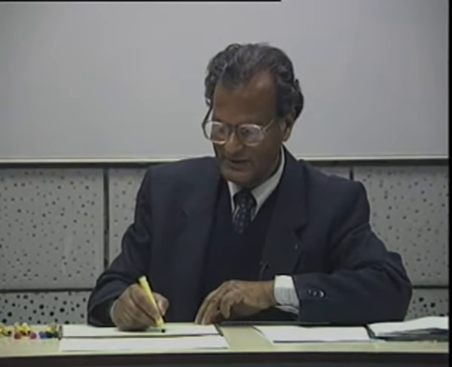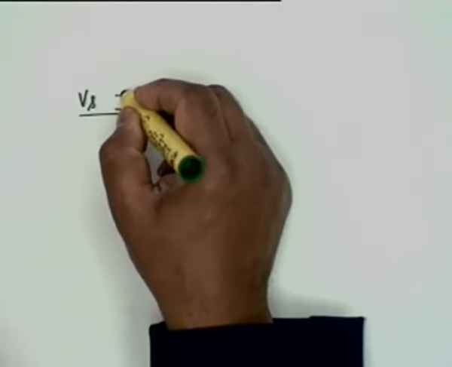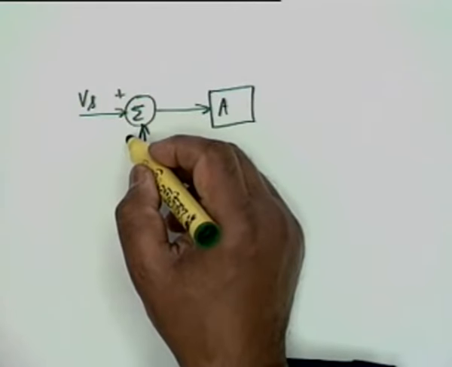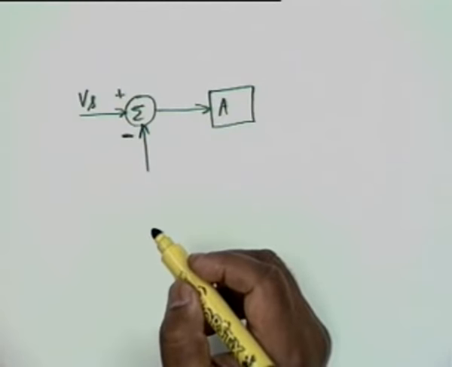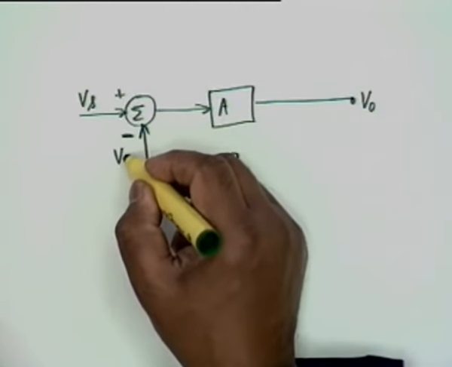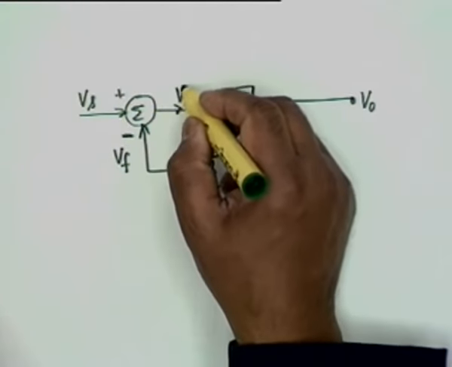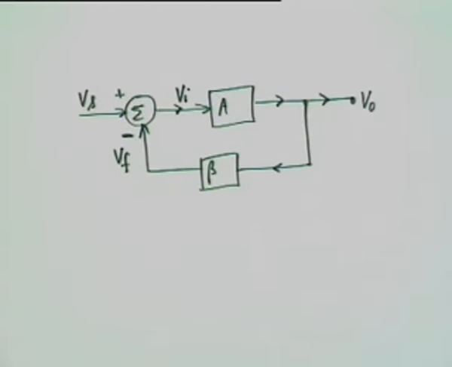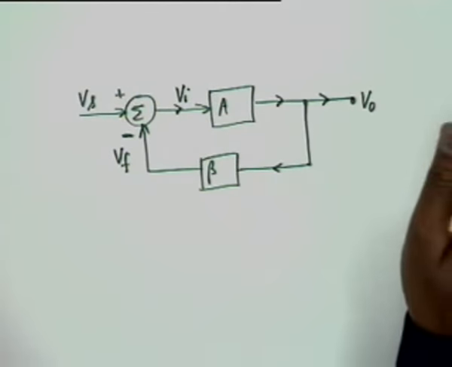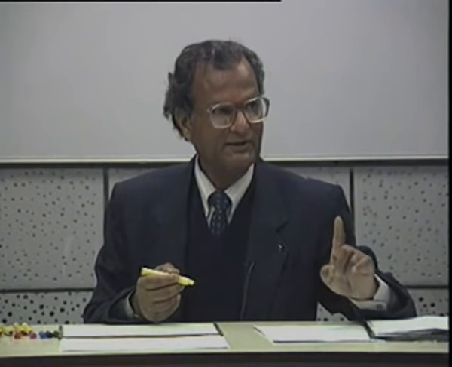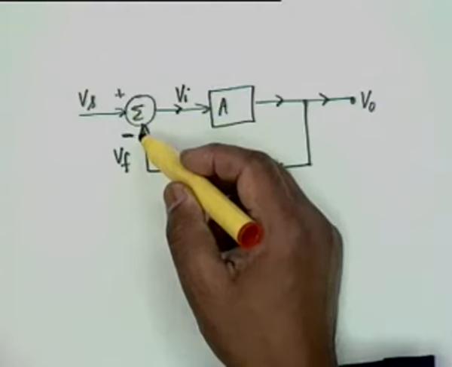Let's consider the usual feedback block diagram, the basic amplifier A, and now because of negative feedback we use a negative sign here, all right? This comes from the beta network. This is V0, this is VF, and now considering voltages, this is VI, and this is the beta network. Now, obviously, this block diagram is valid when everything is linear. And we can derive that V0 by Vs is equal to A divided by 1 plus A beta, because negative feedback has been assumed here.